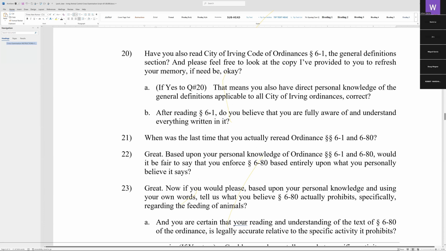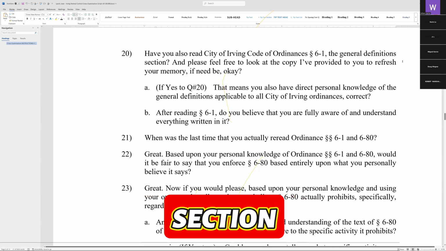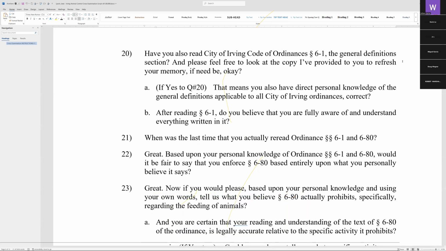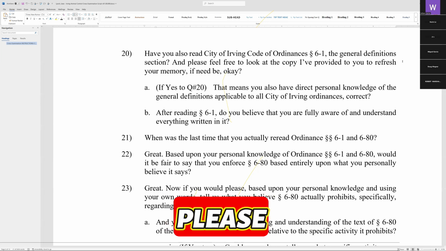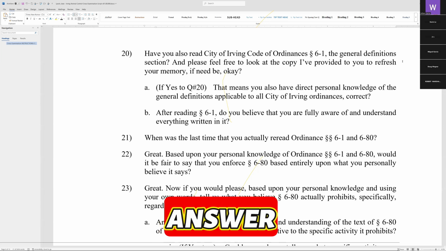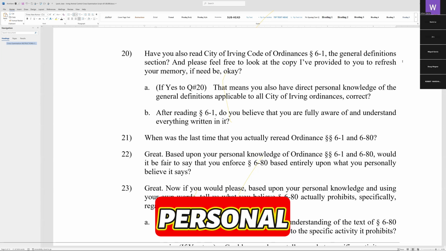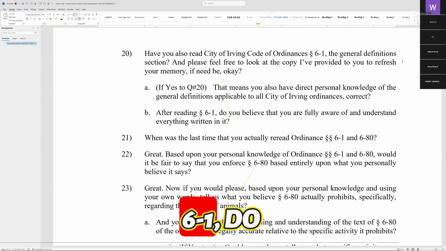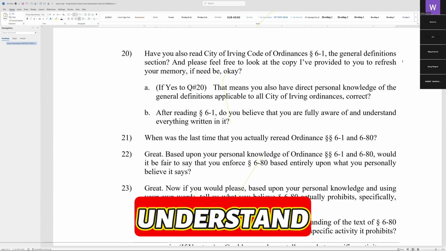Now, we also want to know, have you also read City of Irving Code of Ordinances section 6-1, the general definitions section? And please feel free to look at the copy I provided to you to refresh your memory if need be, okay? Now, if they answer yes, that means you also have direct personal knowledge of the general definitions applicable to all City of Irving ordinances, correct? After reading section 6-1, do you believe that you are fully aware of and understand everything written in it?